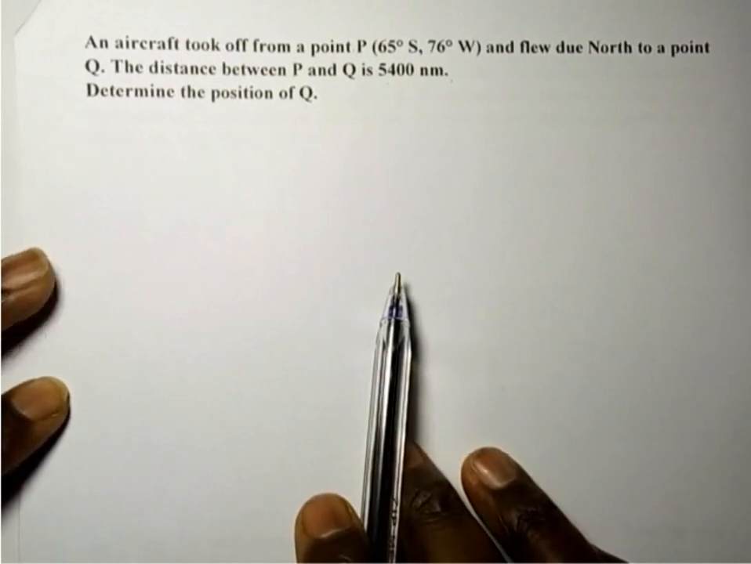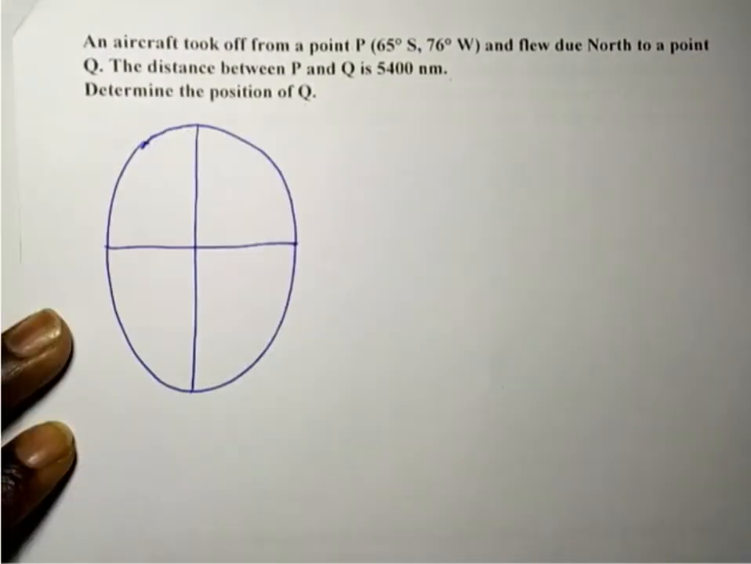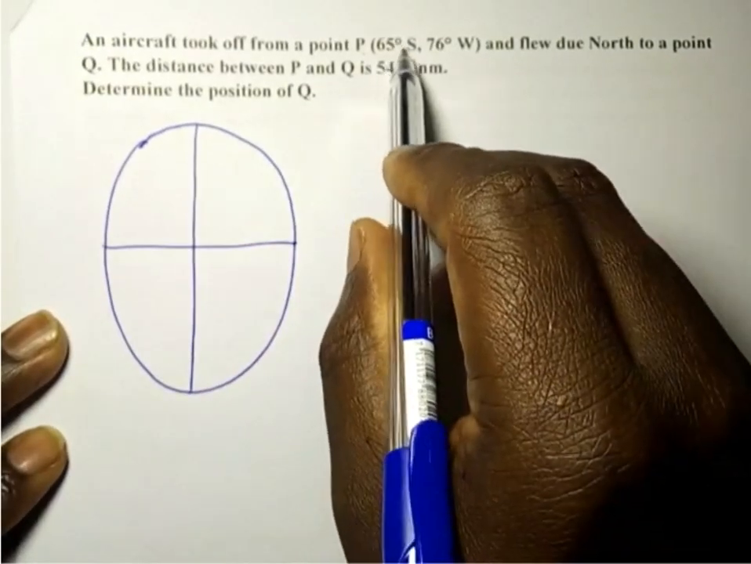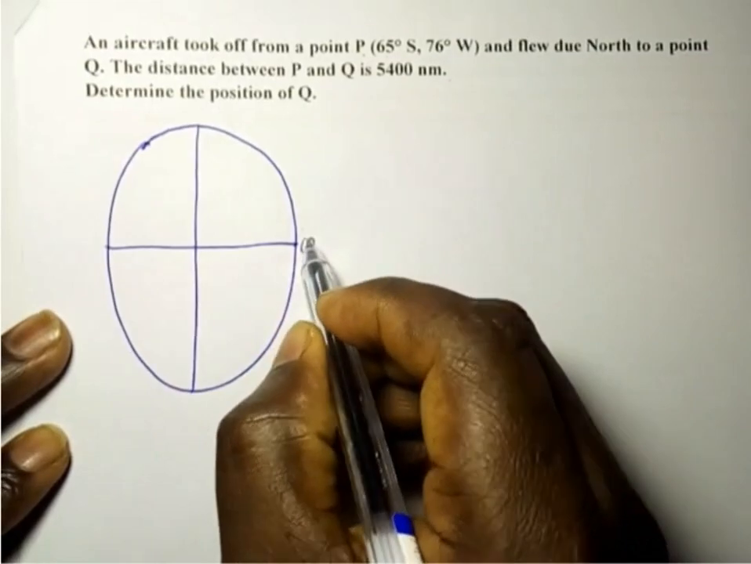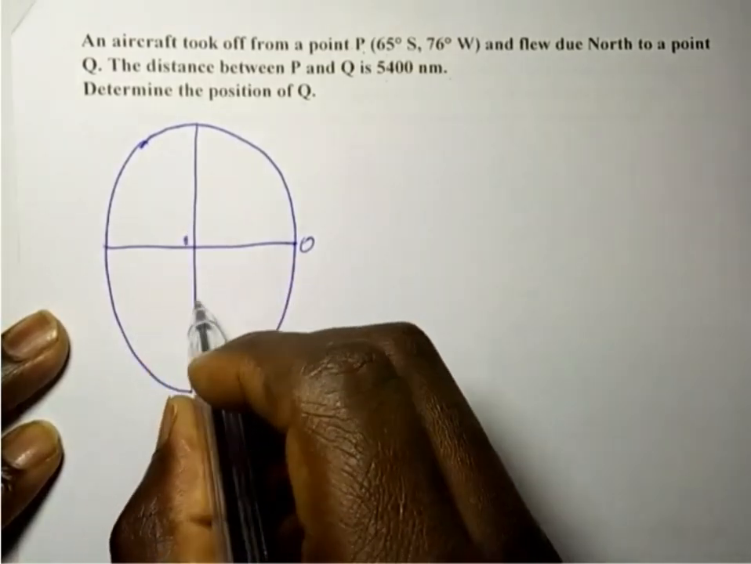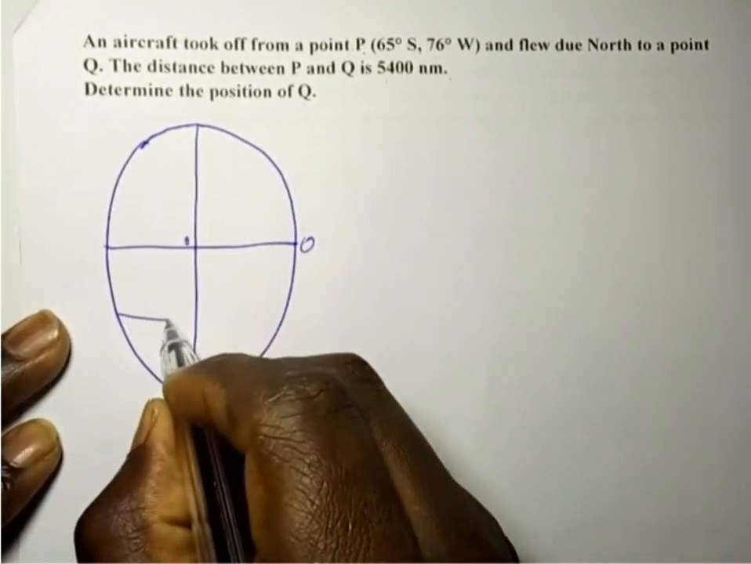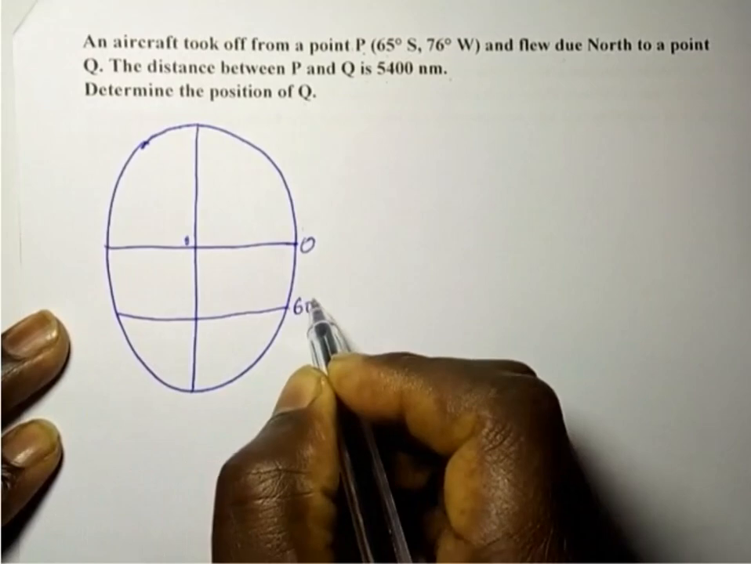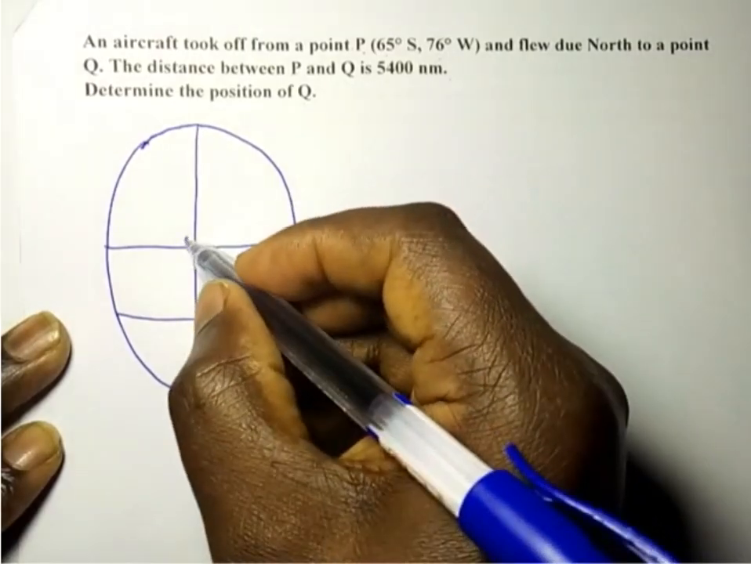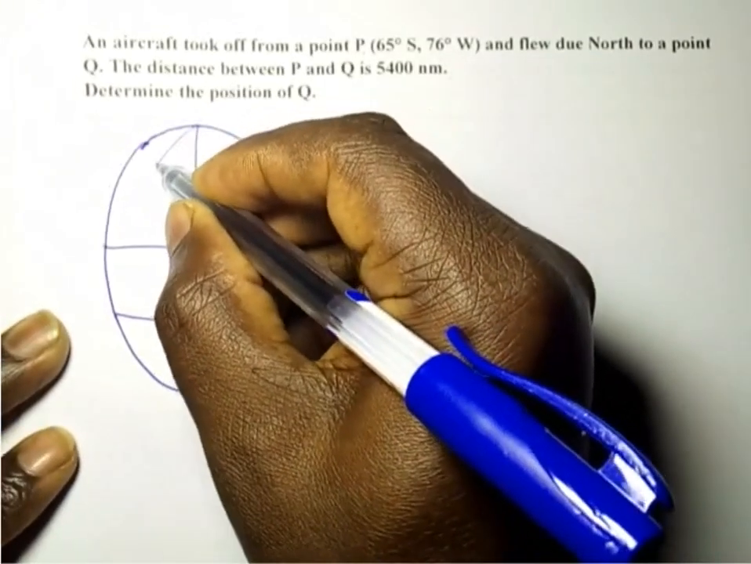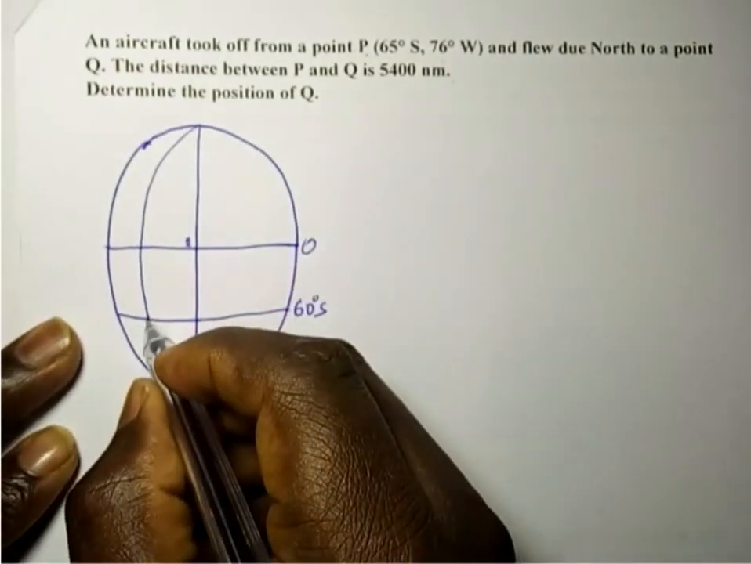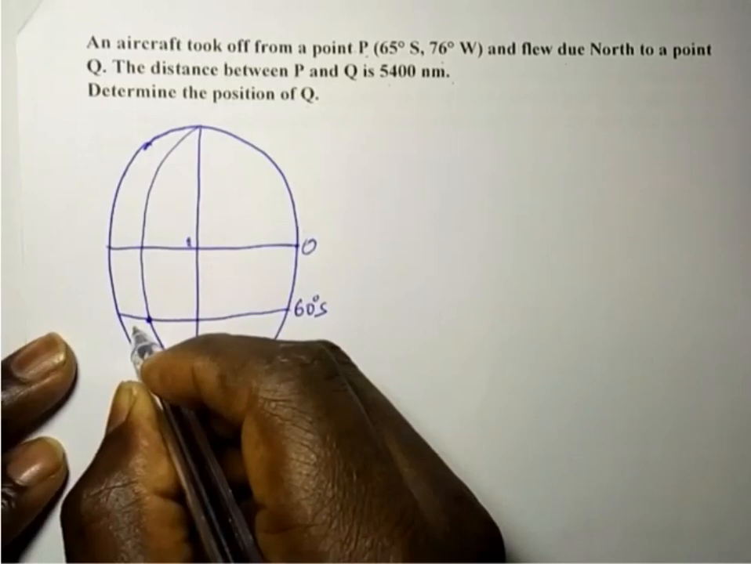So first let us sketch. This point P is 60 south. Remember this is 0 degrees, the equator. This is another 0 here. So 60 south could be somewhere there. This one is 60 degrees south. And 76 west, this is 0, so 76 west could be somewhere there. So this one here is our point P.